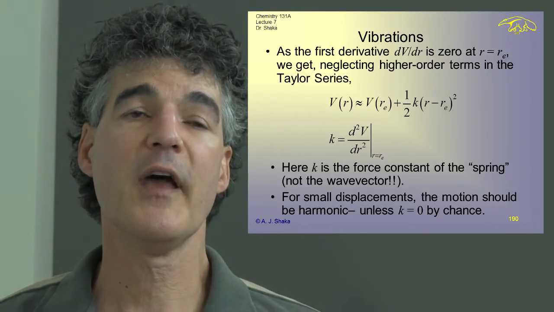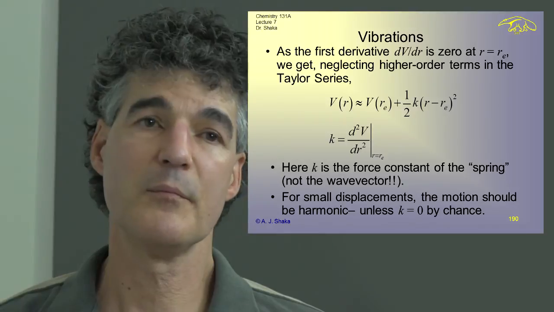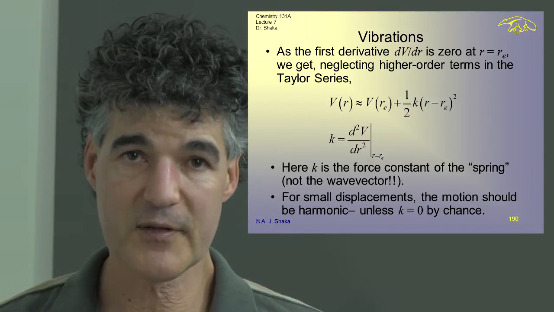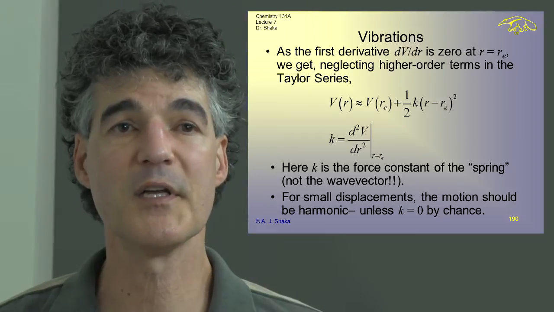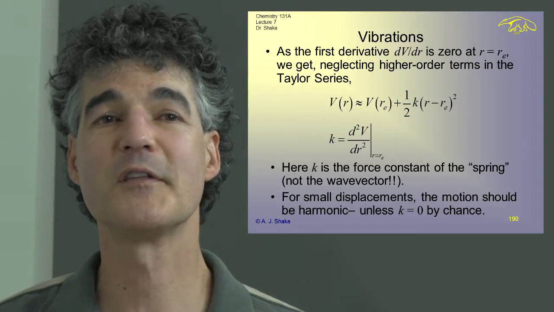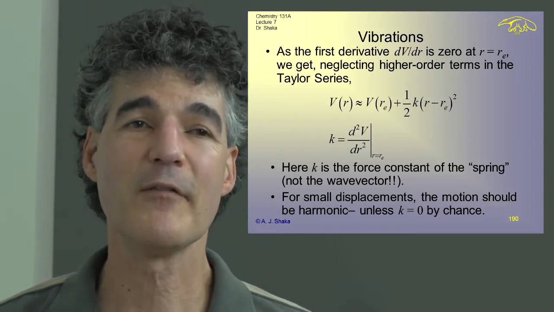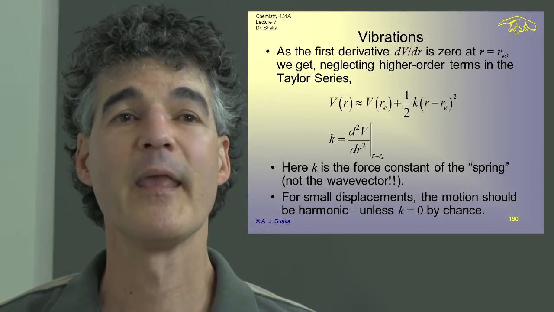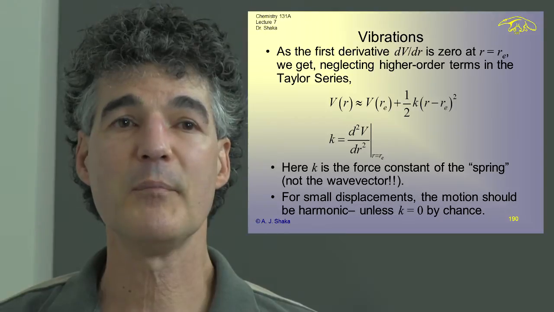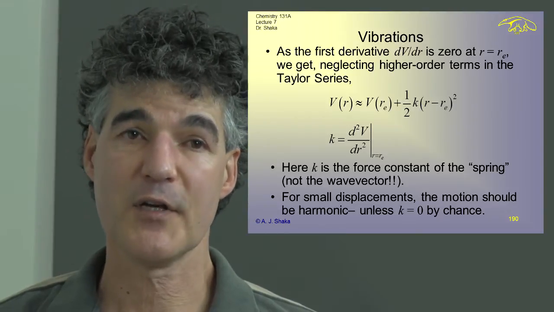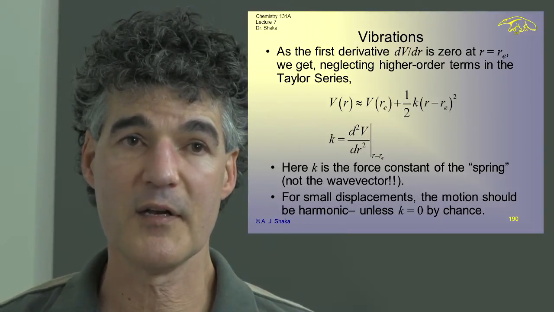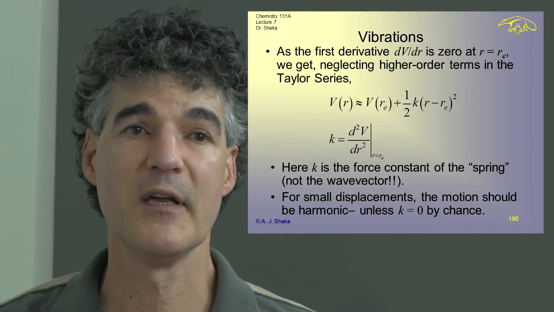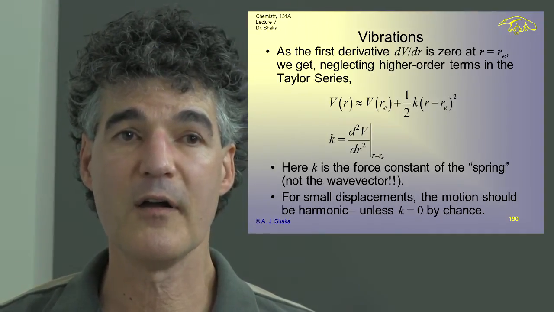And if we do that, we end up with this following very simple form for the potential, which is what we're going to use when we do the Schrödinger equation, because we don't want to use the real potential or we'll never get out alive. It'll be far too difficult for us to do. We get V of Re plus 1/2 k times (r minus Re) quantity squared, where k is the second derivative of V with respect to r, evaluated at r equals Re.